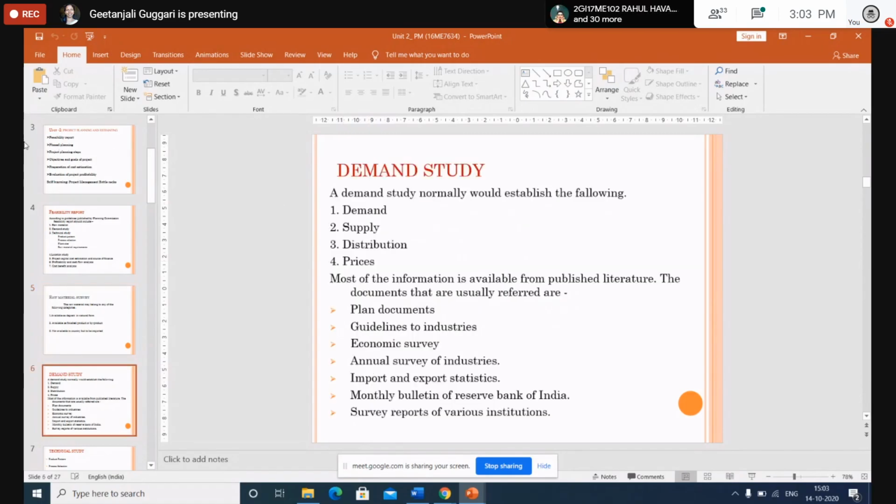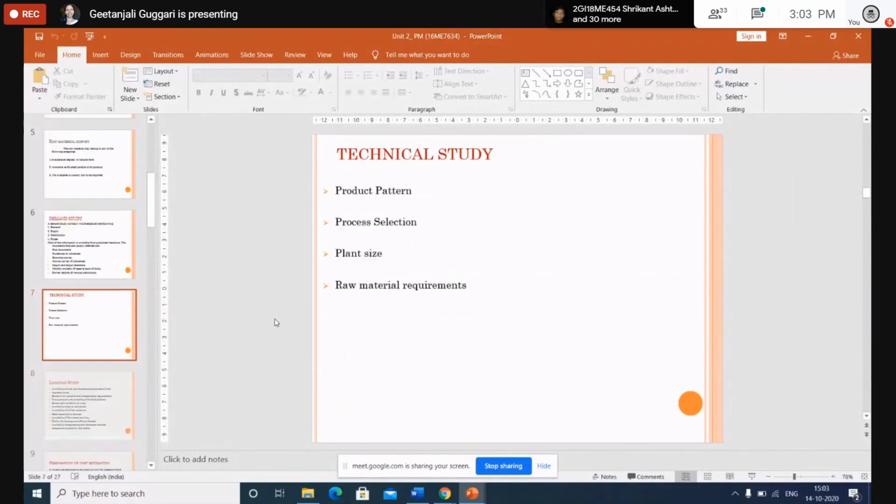Then for the demand study, demand, supply, distribution, the prices, most of the information is available from the published literature there. What all the documents are required: plan documents, guidelines to the industries, economic survey. So all these points you need to cover in your demand study. Only one feasibility report, feasibility analysis, will be asked. In 5 marks question, 1 will be there. So like this, you may get multiple questions out of 7 feasibility reports.